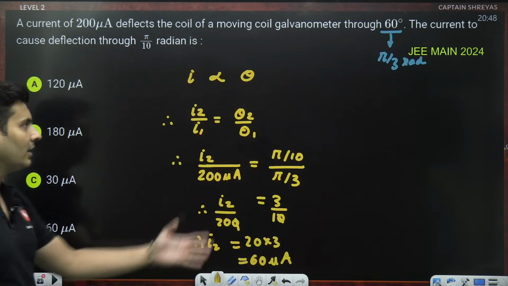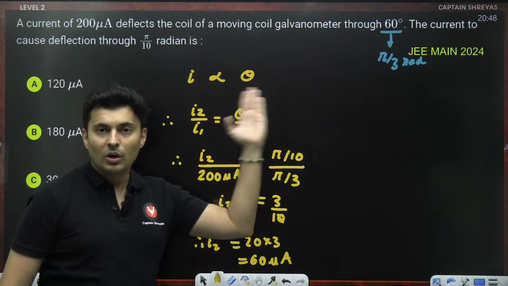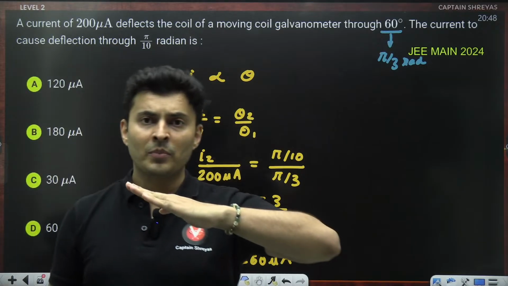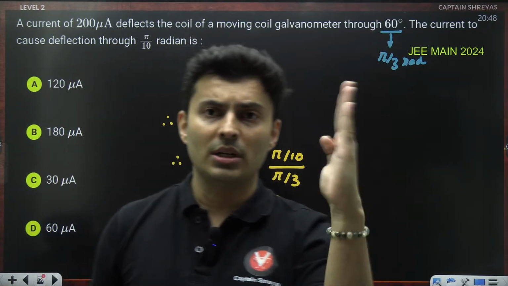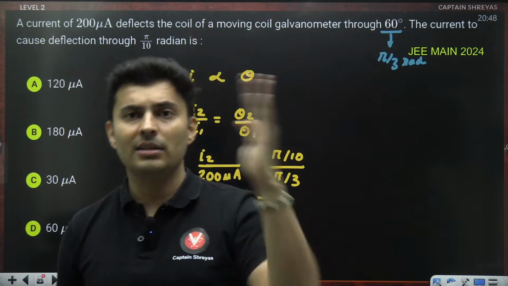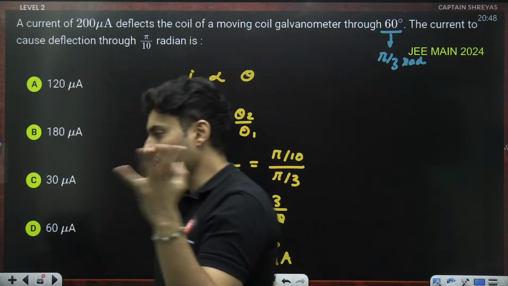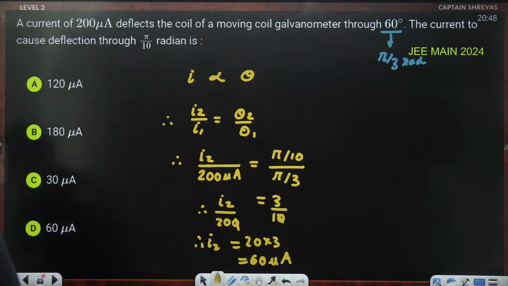Yes, perfectly there. Nothing but this. This is always true for any galvanometer. The current in it is proportional to the deflection, or the deflection in it is proportional to the current. One and the same thing. Yeah, you should know that.